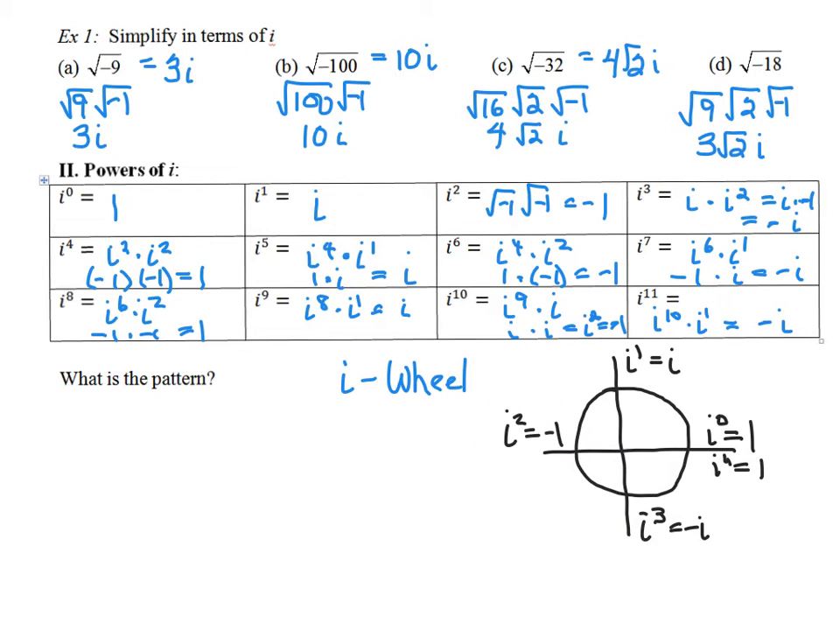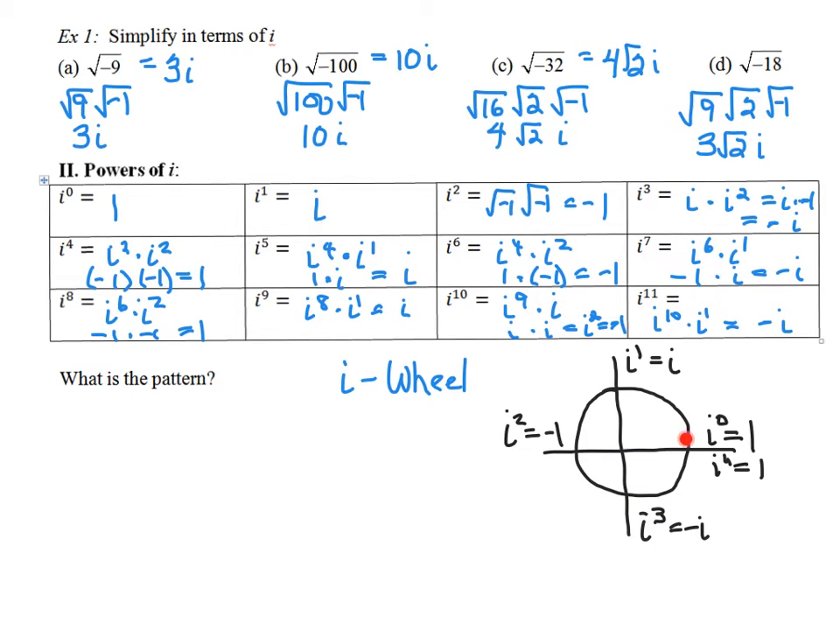I to the sixth, I to the seventh, I to the eighth, I to the ninth, I to the 10th, I to the 11th, I to the 12th, and I could keep going for as many exponents as I needed to. Now, what I want you to think about as we work through the next few examples is, is there a way that we can use this pattern to make our calculation easier?